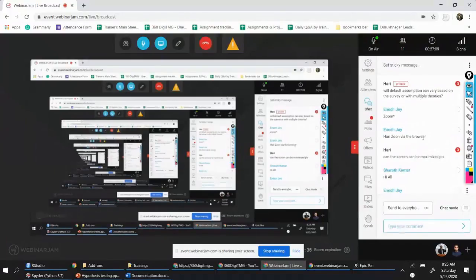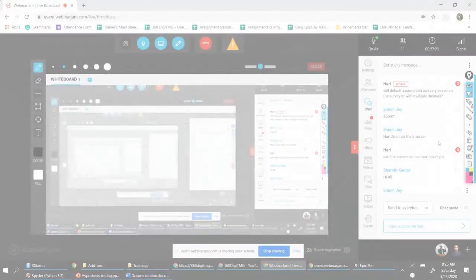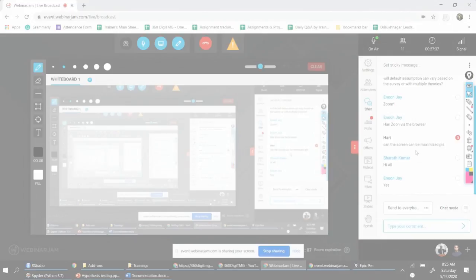Yes, Hari. The default assumption, right? You're saying default assumption. It is your current condition. Depends on what business scenario you're dealing with, you would have that default condition as your null hypothesis. We are calling it null. Null means the current condition. You're not doing anything different. Continue what you are doing. Okay, so that's basically one question I see here.